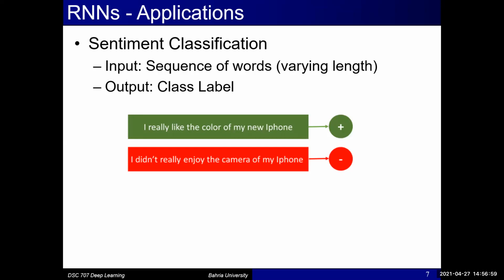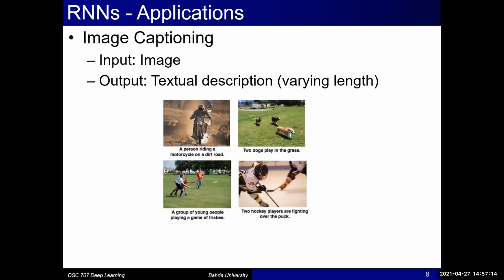So the classical example, as I told you earlier, is sentiment classification, right? Where input is a sequence and output is a class label. It can be binary, positive or negative, or it can be a rating, right? So this is an example that we'll be doing. We'll also be implementing this.